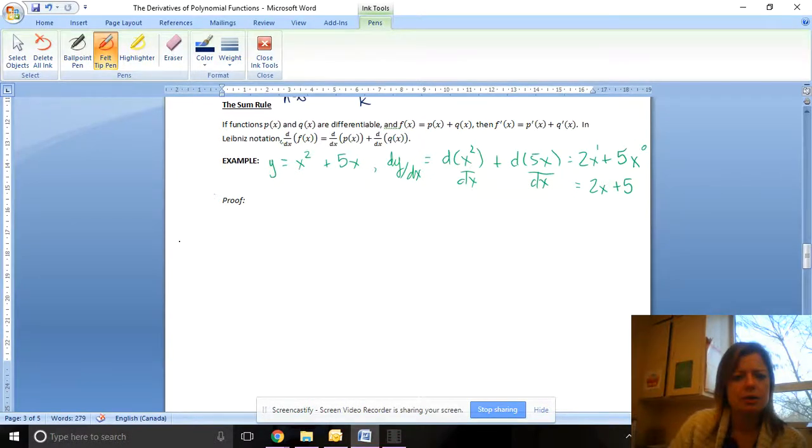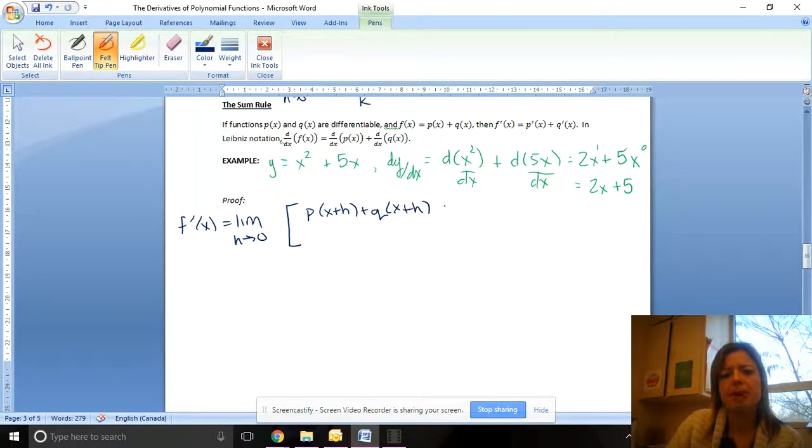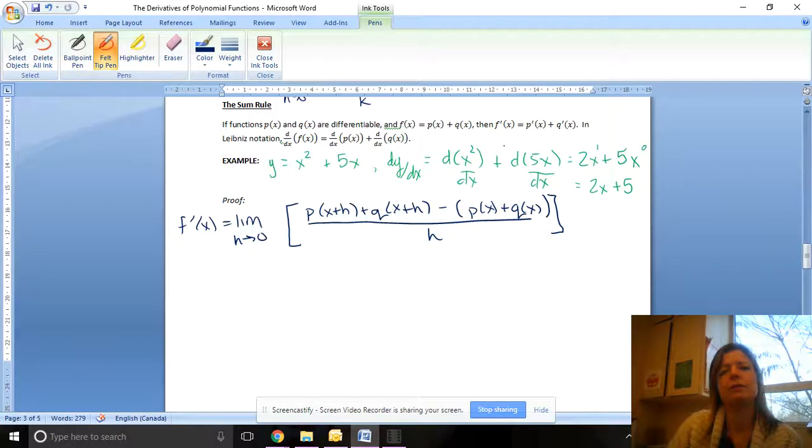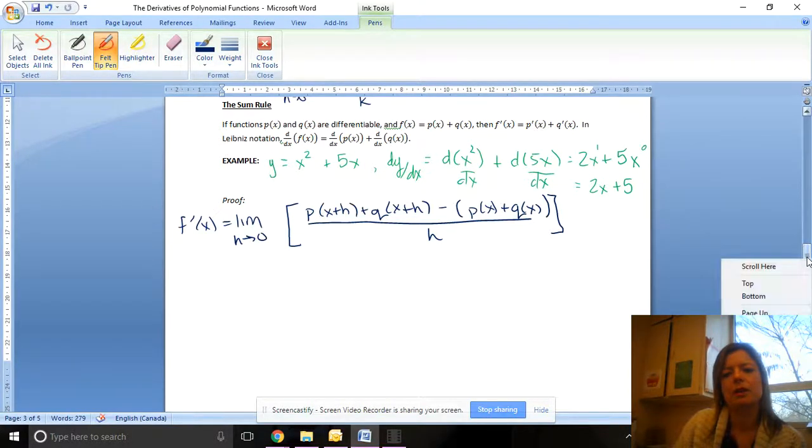So then f prime at x is equal to the limit as h approaches 0 of, okay, our first one is p at x plus h plus q at x plus h, right, minus, and then another set of brackets, p at x plus q at x, since the function f at x is defined by p at x plus q at x, all over h. Okay, so this is just the definition of the derivative of the function seen above.